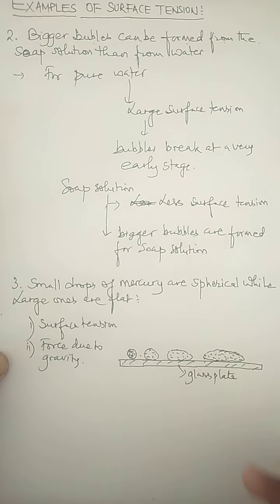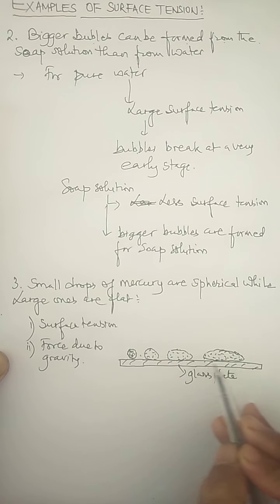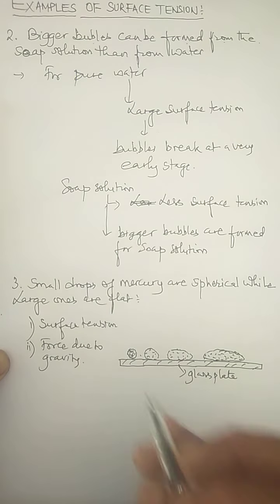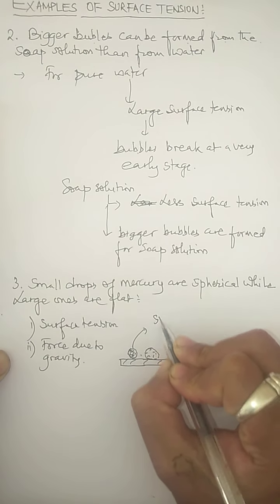So usually what happens in this case, if only surface tension acts. Suppose a liquid like mercury is dropped on a glass plate, then what happens? If only surface tension out of the two forces were acting, then the potential energy of that drop would become minimum, and the surface area of that drop is minimum, and so the drop would become spherical.